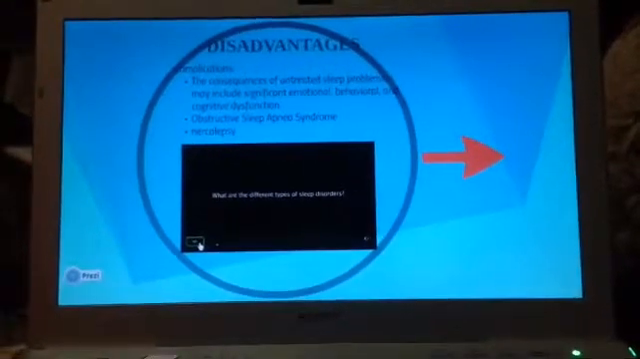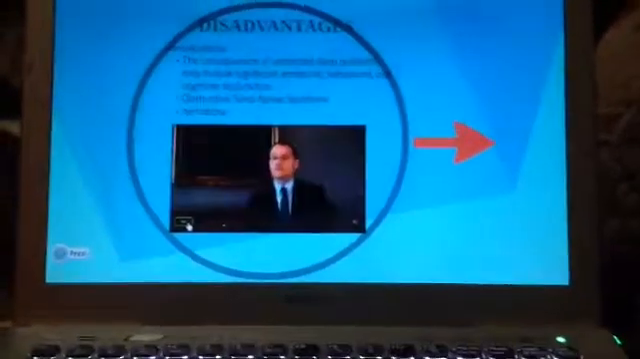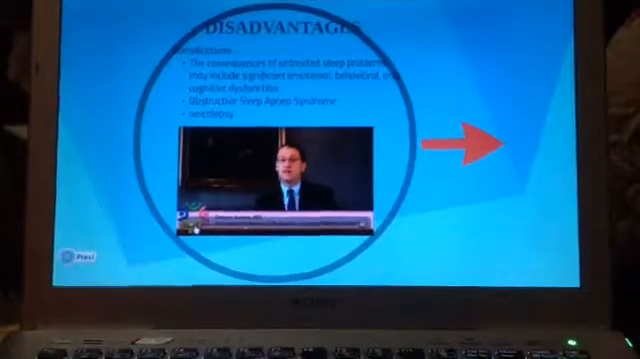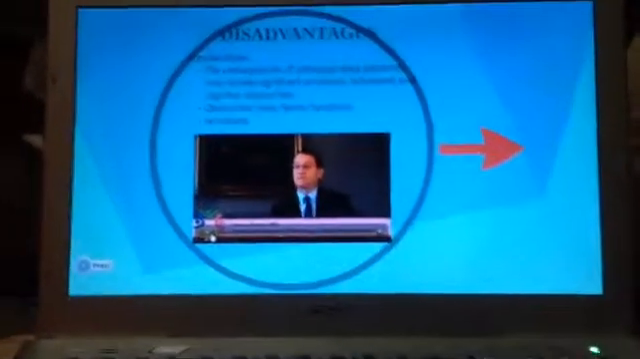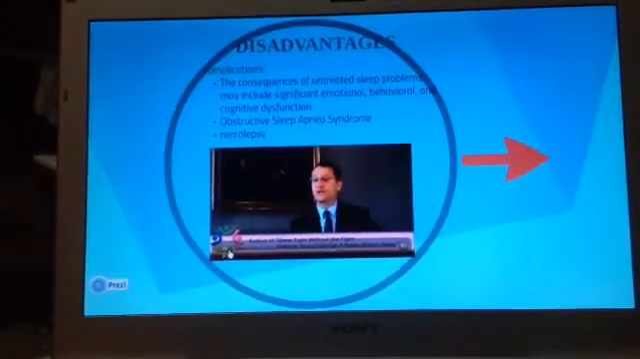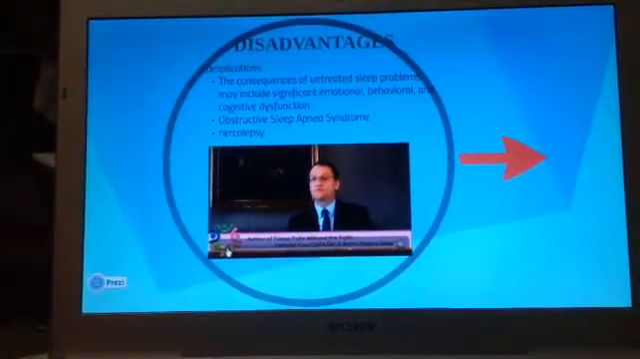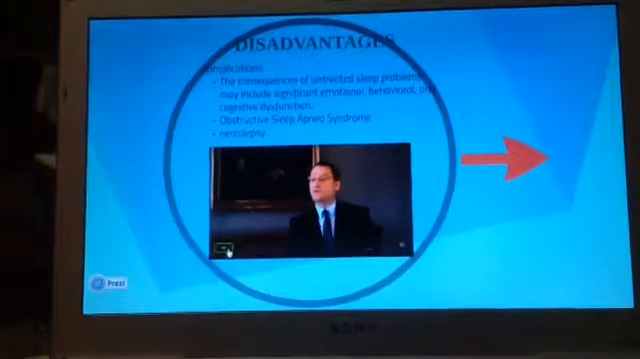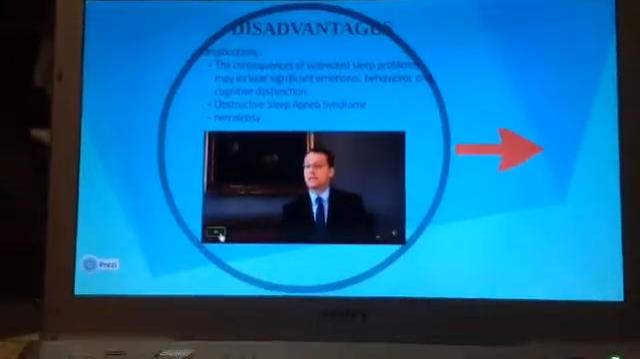Falling asleep, difficulties in staying asleep, difficulties in waking up in the morning, excessive daytime sleepiness, and finally problems which appear during the night, what I call things that go bump in the night, so difficulties breathing while sleeping, sleepwalking, sleep talking, night terrors.